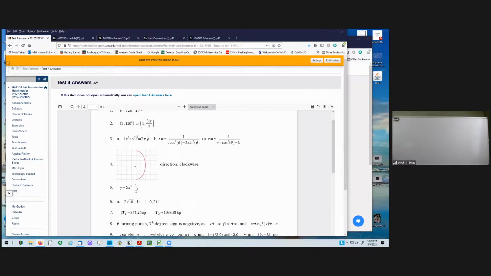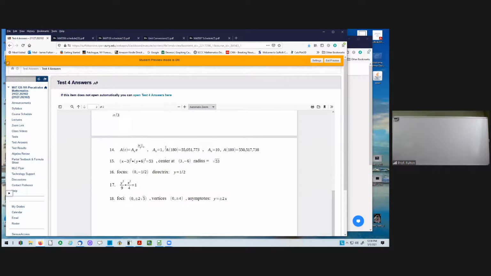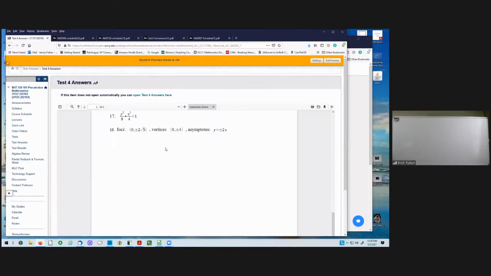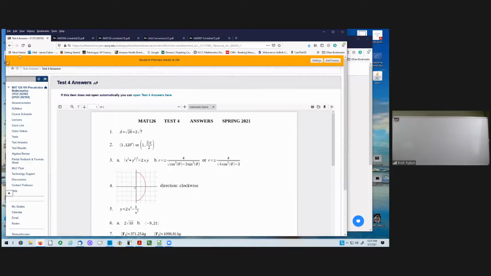You should have written down your work and your problems, so you can compare the answers that you're getting to what would be expected. So at least you have something to look at. And you also have for test 1 through 3 the same sort of thing as well.